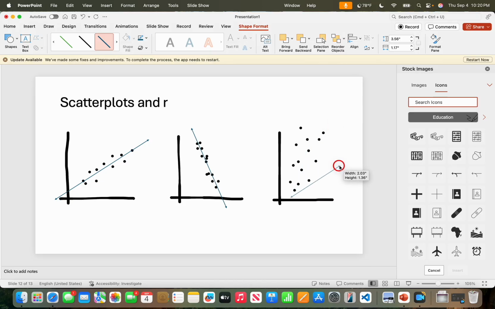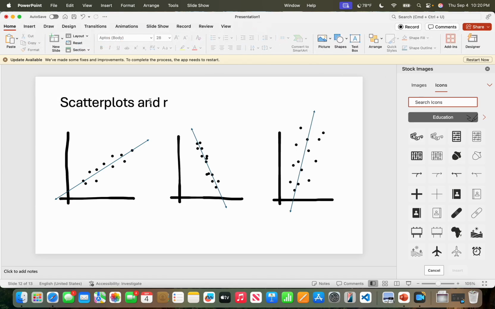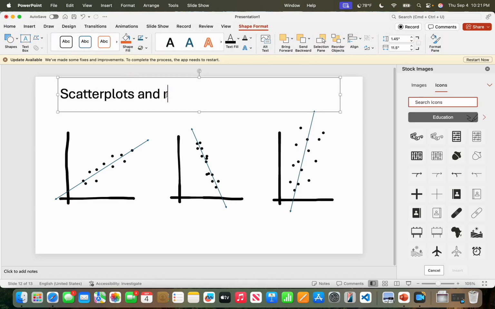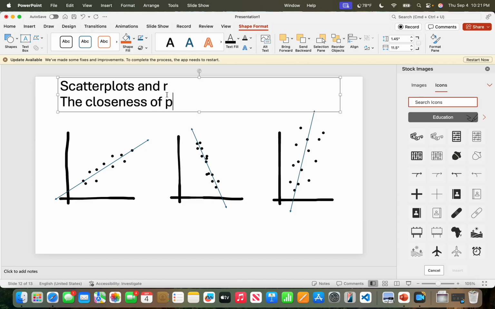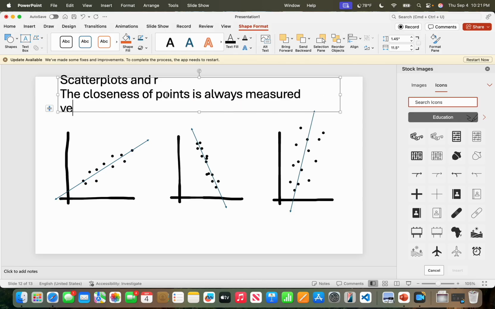One thing to talk about, maybe, is symmetry. If I draw this line like this, it is still cutting the points above and the points below pretty well. But making it more vertical is definitely a better fit for the data, because now it's in a way closer to all the points. And one thing we also need to note is that the closeness of points is always measured vertically.